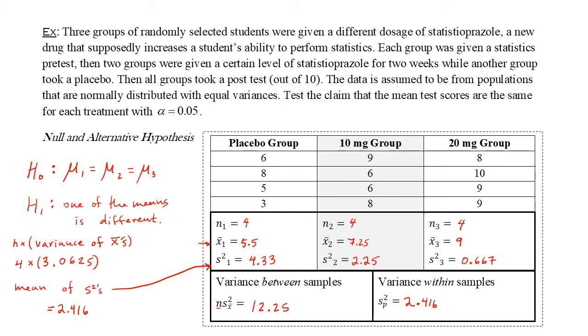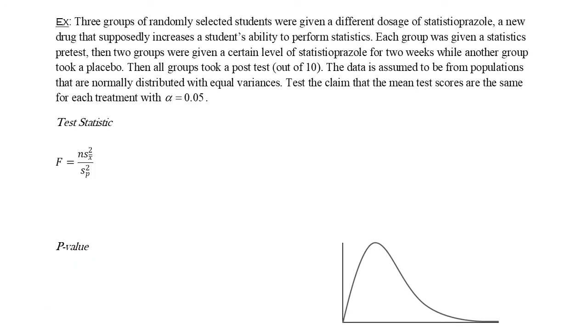So now to compute the f-score, we're going to divide this number by this number. Okay, so as we computed in the previous slide, we found here for the mean squares error was 12.25. And then dividing by that was the mean squares factor. This is the mean squares error that goes down here, 2.416.